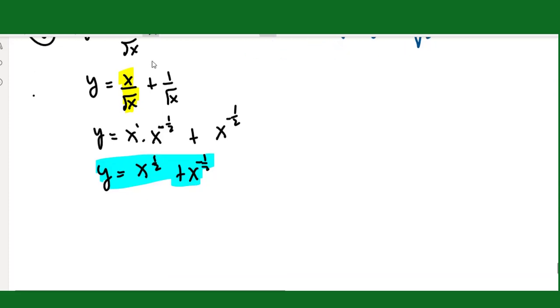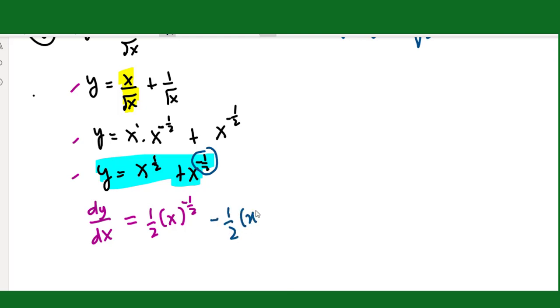Then the next step, you should write dy/dx. Here we just simplify y. So dy/dx is 1 over 2 x to the power of half minus 1, which is negative half. And plus, or minus minus here, negative 1 over 2 x to the power of negative 1 over 2 minus 1. Negative 1 over 2 minus 1 is equal to negative 3 over 2. Okay, simplify.